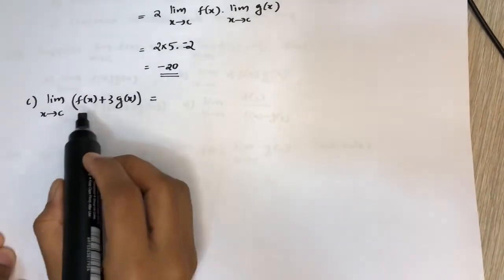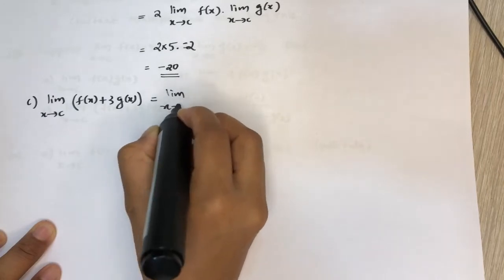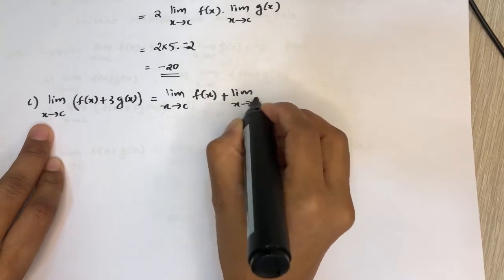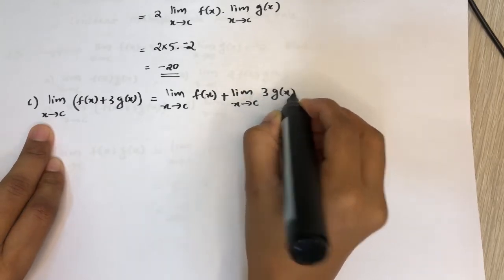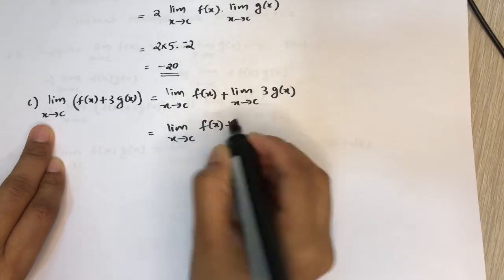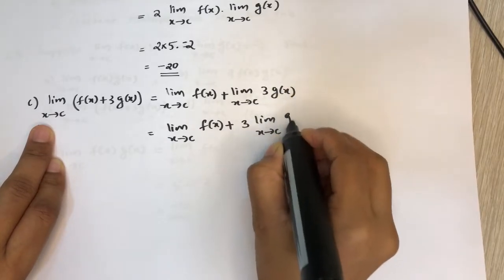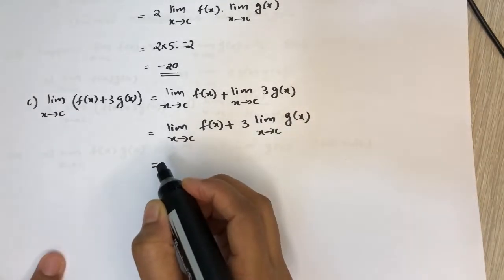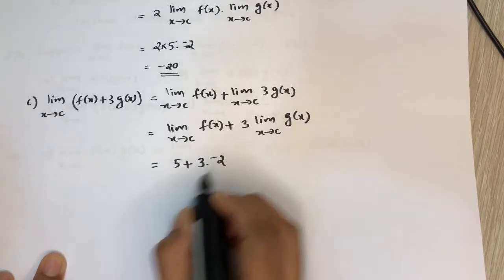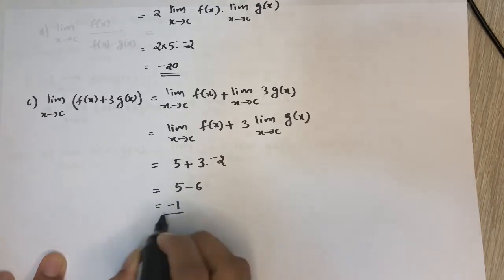C, limit x tends to c f of x plus 3g of x. First apply sum rule. Limit x tends to c f of x plus limit x tends to c 3 into g of x, is equal to limit x tends to c f of x plus, here apply constant multiple rule, 3 into limit x tends to c g of x. Now limit x tends to c f of x is 5 plus 3 into limit x tends to c g of x is equal to minus 2, equal to 5 minus 6 is equal to minus 1.